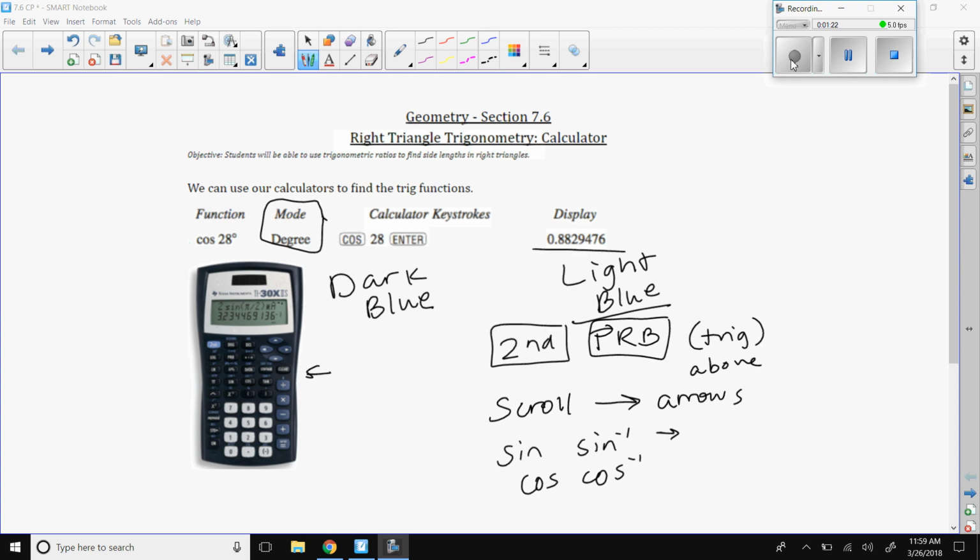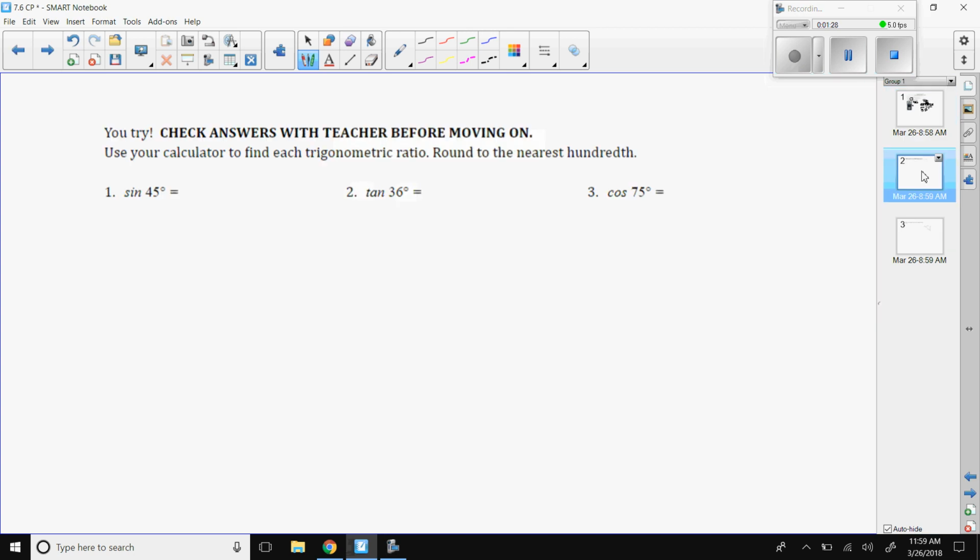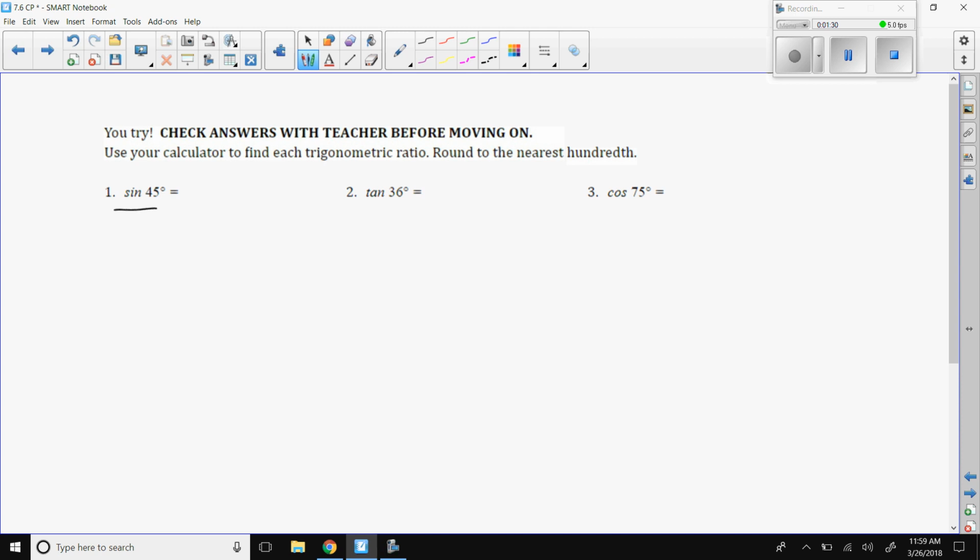That is how you want to check to make sure. Please check to make sure that you get this value. Underneath, you'll see as well that you want to do all these: sine of 45, tan of 36 degrees, and cosine of 75 degrees. Check your answers with me before moving on. You should pause the video to do this.